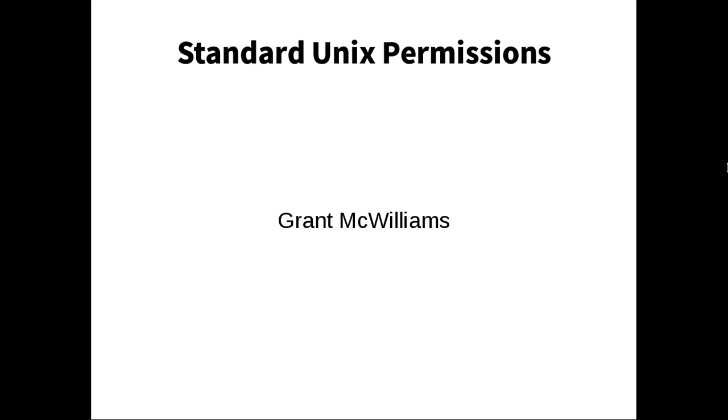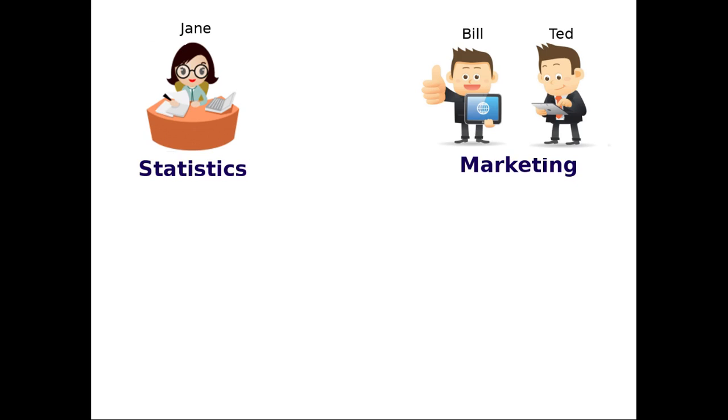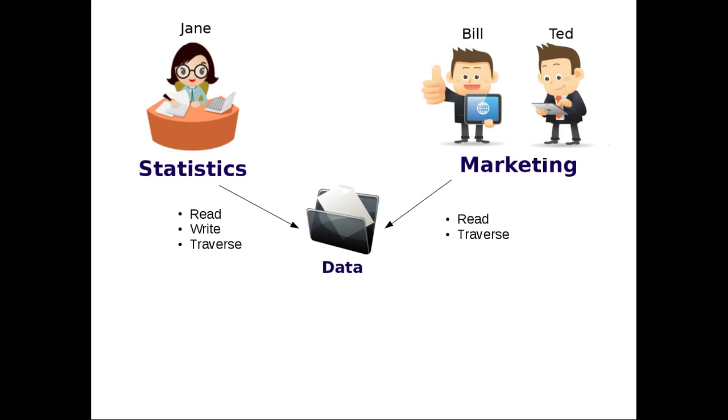Standard Unix Permissions are what we use to grant permissions to files and directories in Linux. I've prepared a scenario for you where we have Bill and Ted in the marketing department. Their job is to make the company sound amazing. Jane is in the statistics department, and her job is to gather data from various other departments of the company and put them in a central location so the marketing department can access them.